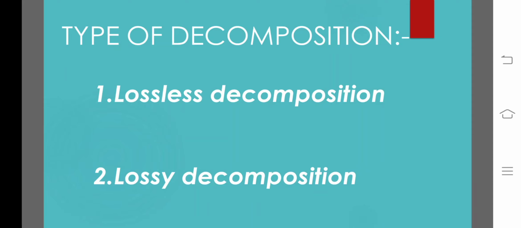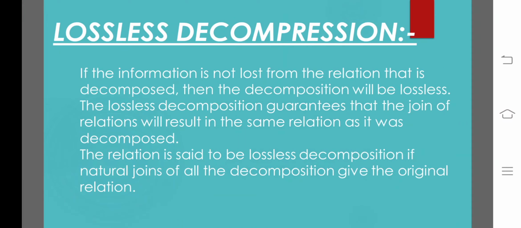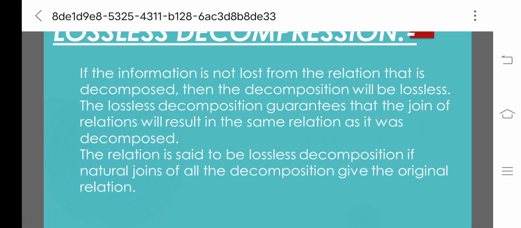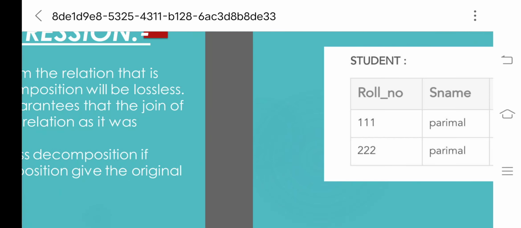Next, there are two types of decomposition. The first one is lossless decomposition and the second one is lossy decomposition. First, we will discuss lossless decomposition. If the information is not lost from the relation that is decomposed, then the decomposition will be lossless. Lossless decomposition guarantees that the join of relations will result in the same relation as it was decomposed from. The natural join of all the decompositions gives the original relation.